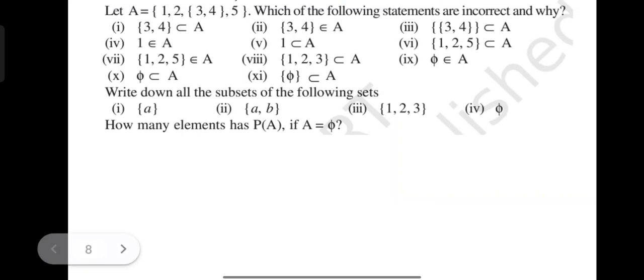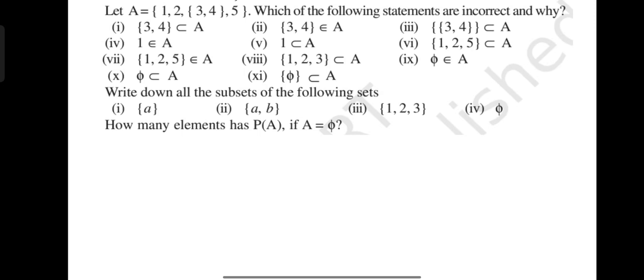Then comes the next question, we have to find which are incorrect and state why. So we are excluding the first row, that means 1, 2 and 3, for some time, we will discuss it last. Then comes the fourth one, 1 is an element of A. In A there is 1, 2, 5 in the normal case, and there is also a set within that A. That is 1, 2, 5 and the set {3, 4}. So 1 is an element of A, it is true.